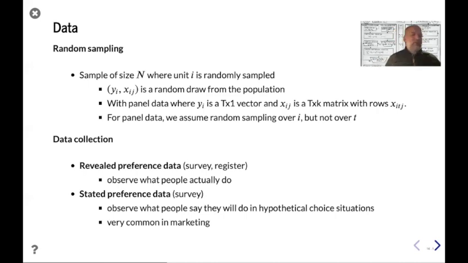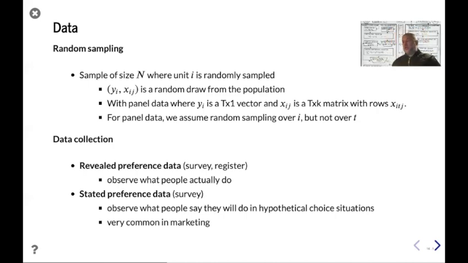Then a few words about the types of data, where you could have revealed preference data, where you observe what people actually do. That's what we usually see in the registers. In the register data, we see all the different cars that people buy at different points in time, and then sometimes it can be hard to actually get the appropriate variation in the choice dimension. You would have to impute what would happen in the other choice situations.